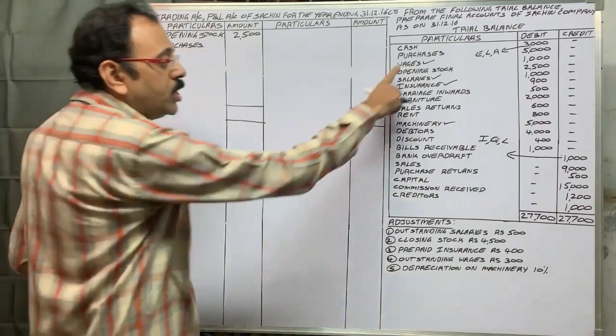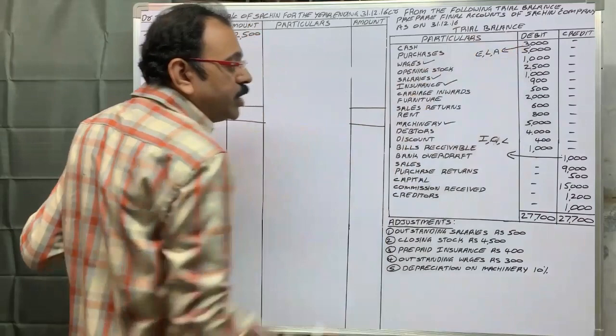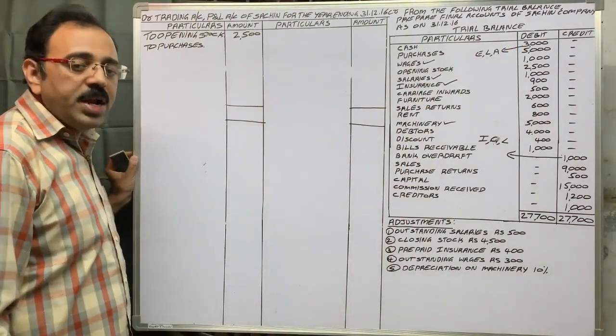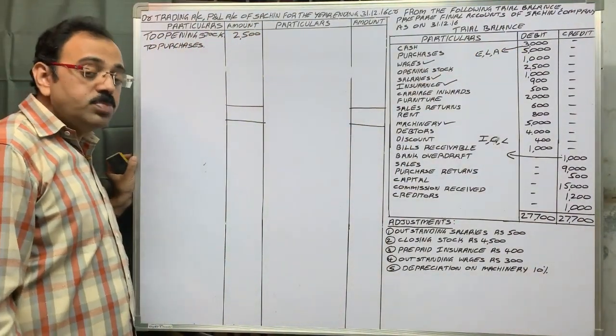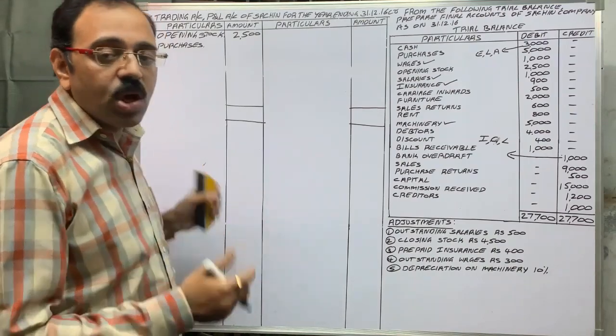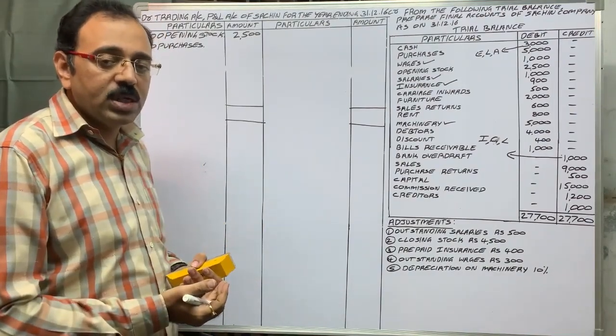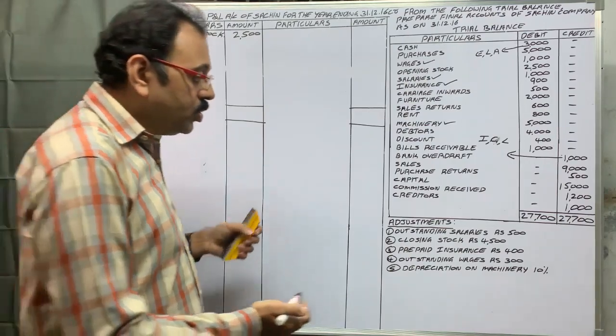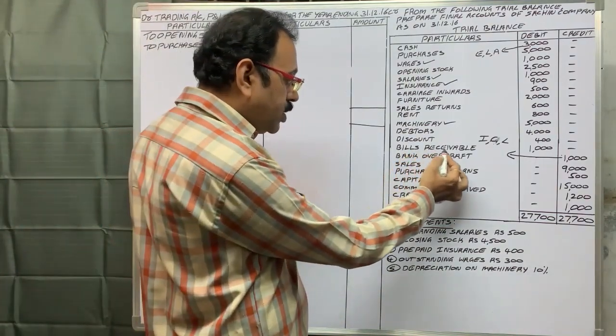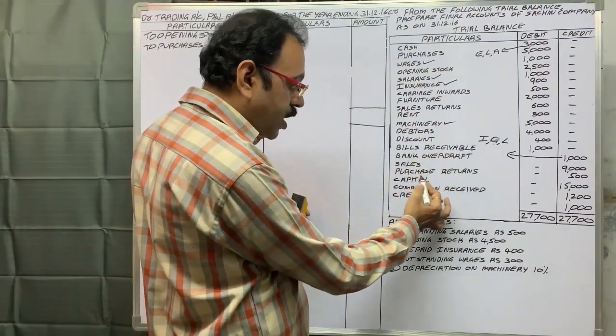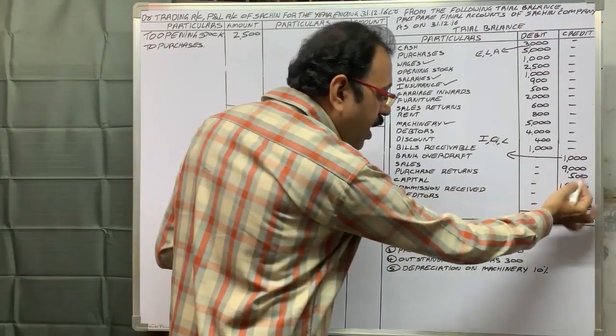Purchase amount is how much? 5,000 rupees. And while writing the amount, you have to observe whether purchase returns are given. In trial balance, where he gives purchase returns, credit side. So purchase returns 500 is given.